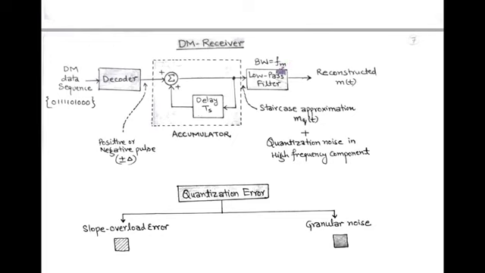But this DM technique is influenced by 2 types of quantization error. First is called slope overload error and second is called granular noise. So we are going to discuss these quantization errors in our next lecture.